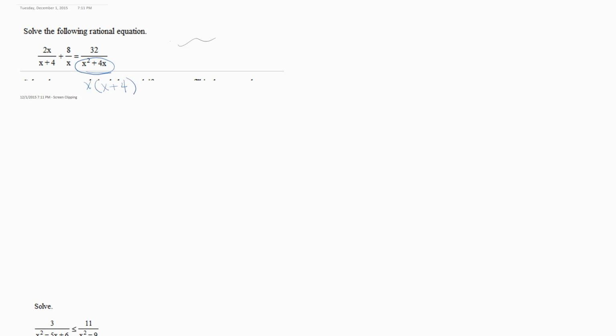So notice our LCM, well, we know we need an x plus 4, and that will take care of that x plus 4 and this one. And we need an x. So our LCM is going to be x plus 4 times x. So we want to multiply all 3 terms by x plus 4 times x and cancel out whatever we can.